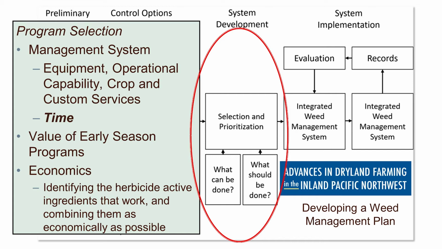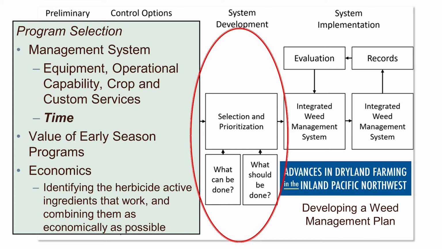I can't overemphasize the value of early season programs in weed management. We have a tendency to apply our herbicides a little too late. We wait for those weeds to germinate and get as many as possible to germinate, and as a consequence, we're applying some of our inputs when the weeds are likely not as susceptible as they would have been if we had been more timely.